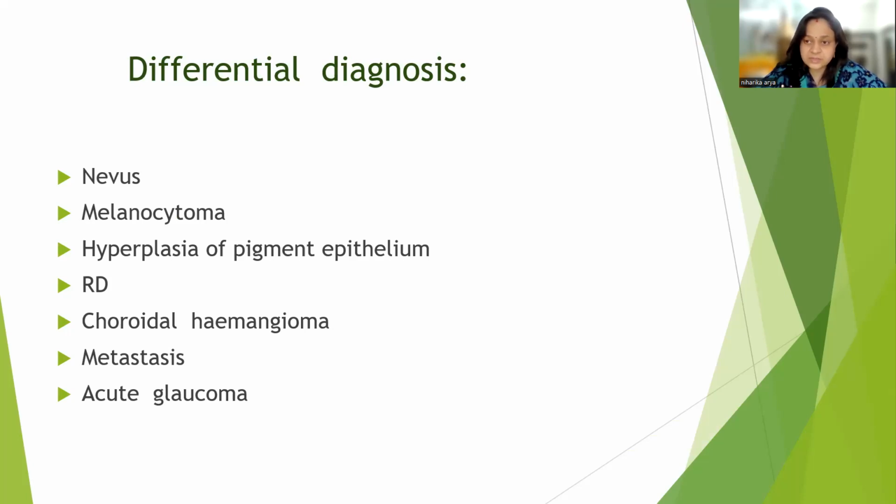There is also retinal detachment, choroidal hemangiomas, which include the choroidal vessels, metastasis, or acute glaucoma. So these are the differential diagnoses of choroidal melanoma. The first and most common is the nevus. Second is the melanocytoma. Third is the hyperplasia of the pigmented epithelium, retinal detachment, choroidal hemangiomas, metastasis, and acute glaucoma. These are the conditions that can mimic choroidal melanoma.